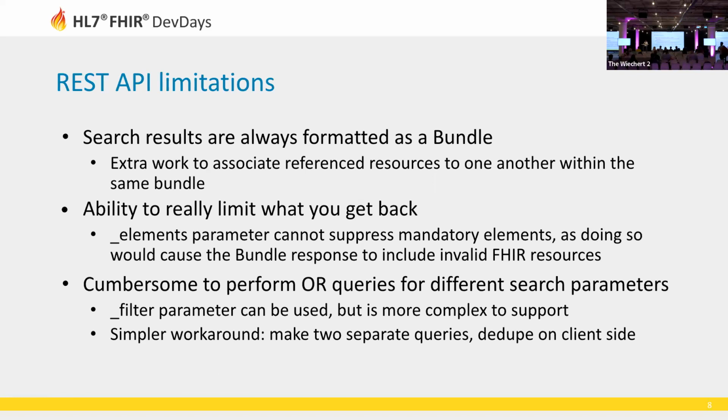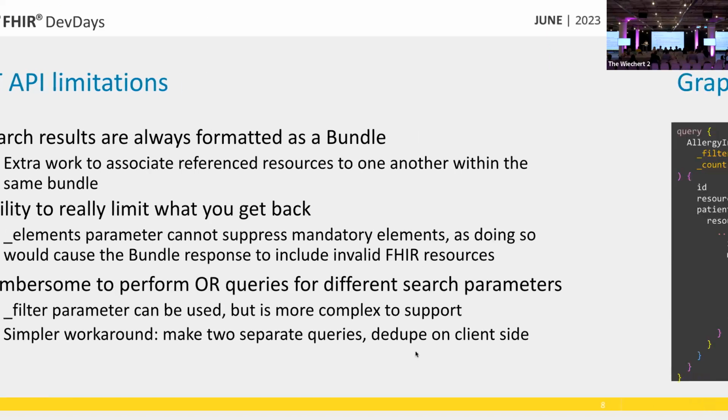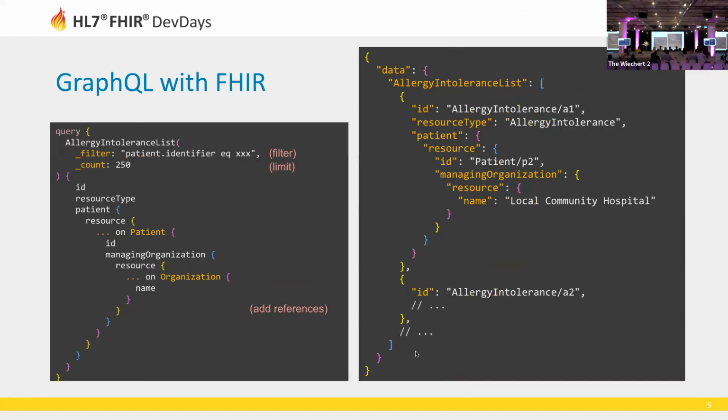And another piece of feedback we got was that on these very interactive applications, they wanted to perform OR searches, especially OR searches between search parameters that had nothing to do with each other. So for example, I want a condition with a certain status, but that condition might also have some date. And I want to OR these together, not AND them together. And what they would end up doing is they would make two queries and then deduplicate the results on the front end. Oh, and I forgot to mention, there is an underscore filter parameter where you can do these, but supporting this on the server side is actually very complicated, so we haven't allowed that yet.